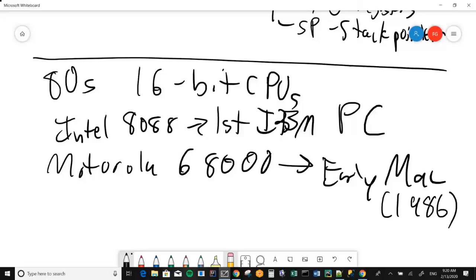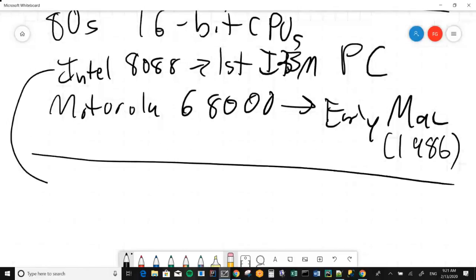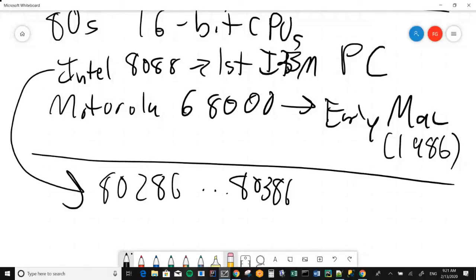So these two CPUs were highly dominant in the mid to late 1980s. The Intel family continued to evolve while maintaining backward compatibility. As it evolved into more of a 32-bit family, we had the 80286, the 80386. When we're talking 80386, now we're thinking about 1992 or thereabouts. So we're getting into the 90s now, slightly less ancient history, still before you're born.